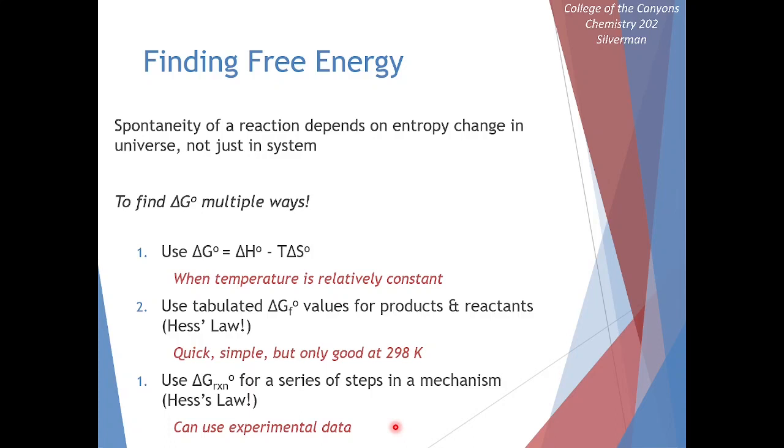One last method that we can introduce, delta G is a state function. We can use all of our Hess's laws ideas for delta G. Maybe we have the delta G for a series of steps in our mechanism that add up to some total reaction that we care about. Well, perfect. We can do Hess's law with Gibbs free energy as well.